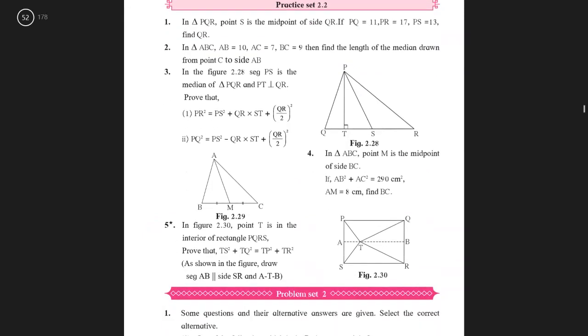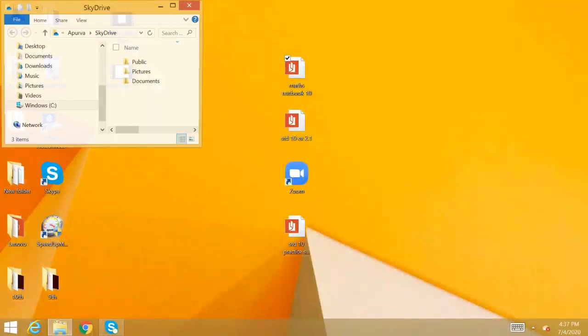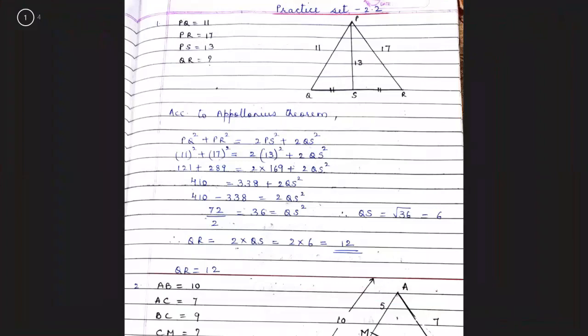2.2 first question. In triangle PQR, point S is the midpoint of side QR. You are given the following measures. PQ is 11, PR is 17, PS is 13. You have to find what is QR. Now, according to Apollonius theorem, PQ square plus PR square is 2PS square plus 2QS square.